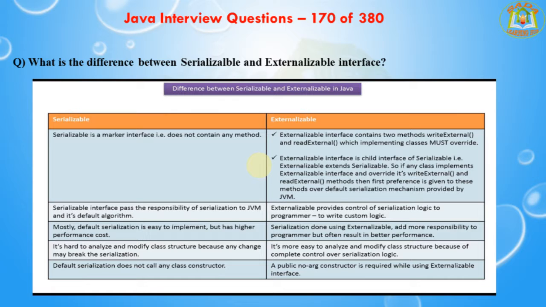In serialization, default serialization is easy to implement but has a higher performance cost. In externalization, serialization done using the externalizable interface adds more responsibility to the programmer but often results in better performance. Serializable interface passes the responsibility of serialization to the Java JVM and its default algorithm. Externalizable provides control of serialization logic to the programmer to write custom logic. This is regarding serializable and externalizable interfaces.